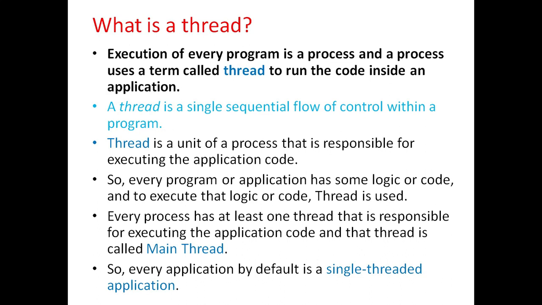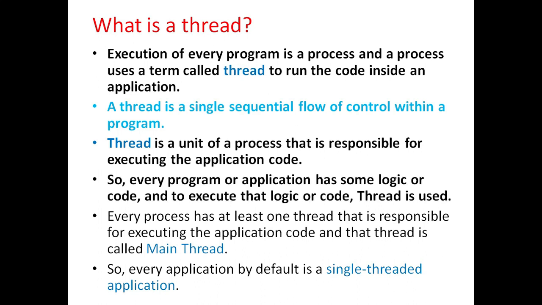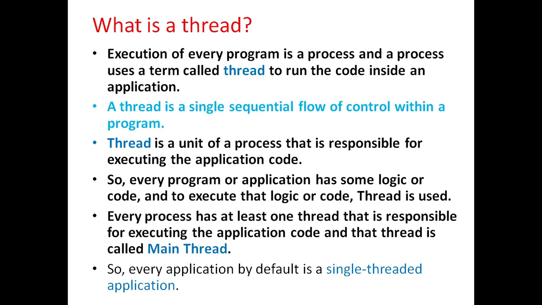Execution of every program is a process, and a process uses the term called thread to run the code inside an application. A thread is a single sequential flow of control within a program. It can also be defined as a unit of process that is responsible for executing the application code. So every program or application has some logic or code, and to execute that logic or code, a thread is used. Every process has at least one thread that is responsible for executing the application code. That thread is called the main thread. So every application by default is a single threaded application.